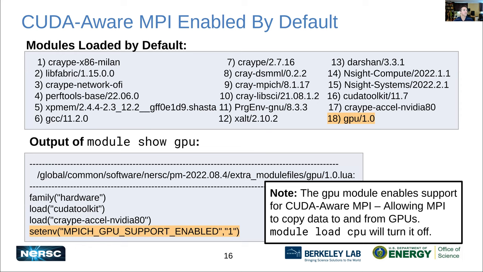What I want you to know from this slide is that CUDA-aware MPI is enabled by default. Before I keep moving, I should tell you what that is. So what is CUDA-aware MPI? Well, we're familiar with MPI from Cori, right? This is a way for processes to talk to each other, CPUs to exchange information between each other to do large computations and distribute that work among each other.